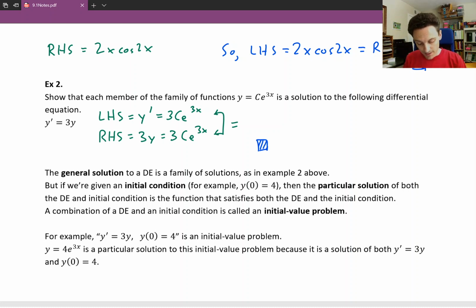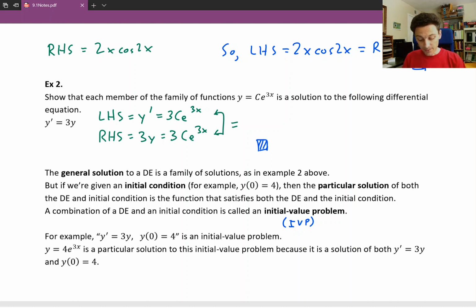So that's initial condition, and the combination of a differential equation and an initial condition is called an initial value problem. Sometimes that's abbreviated IVP. I'll write that in here. IVP. So as an example, y prime equals 3y, the differential equation we were looking at in example 2, and then paired with y of 0 equals 4 would form an initial value problem. So it's a DE plus an initial condition makes an initial value problem.